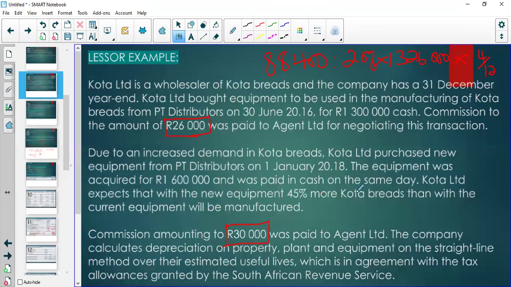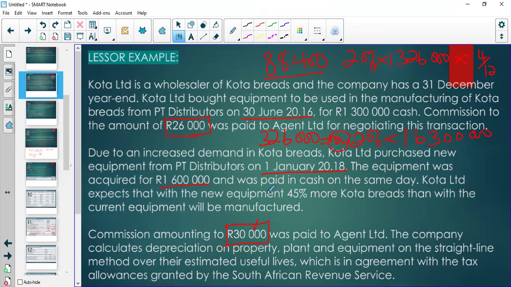Right. Now we have that 1,630, which was bought right at the beginning of the year. This 1,600 plus the 30. So it will be 20% multiplied by 1,630. And that's for me 326,000. So this is the depreciation for the new, which was bought right at the beginning of the year. This is the depreciation for the old, which was bought 30 June 2016.